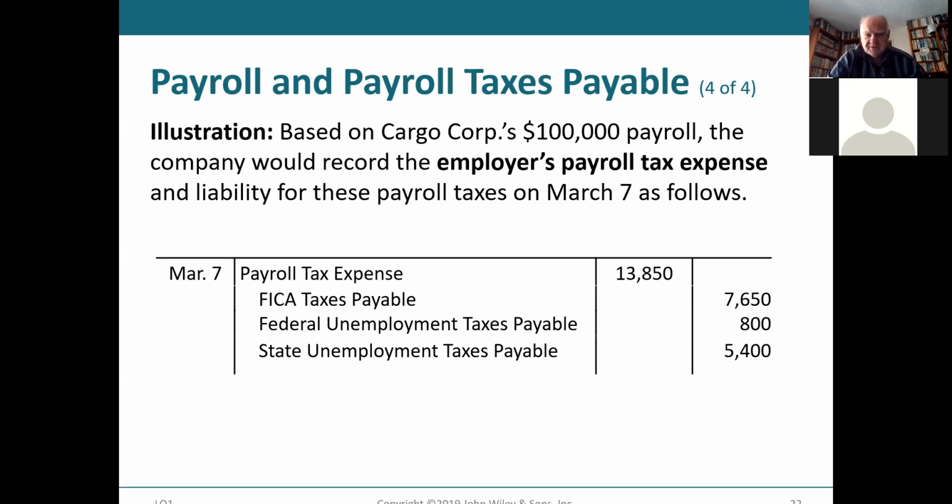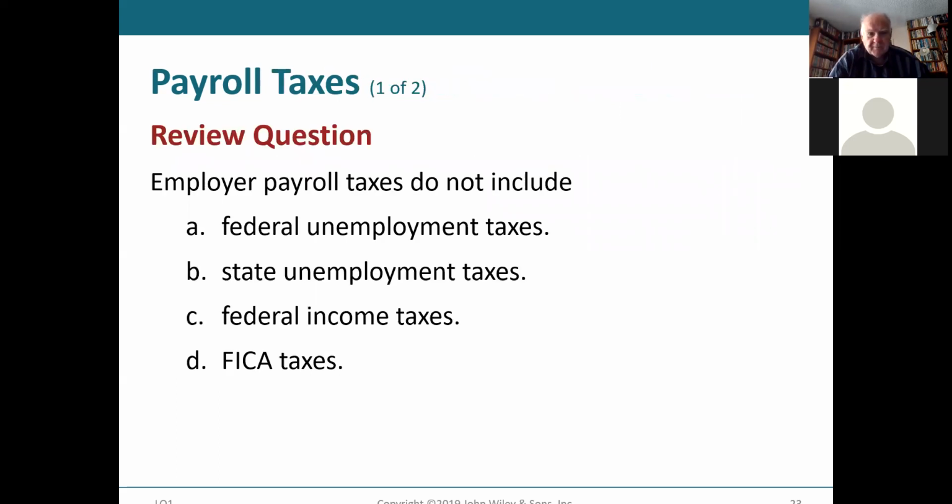And then federal unemployment tax is usually a tiny number, 0.008. And state unemployment taxes can be a much higher number. And the state unemployment tax payable is controllable by the company if they have low turnover of employees. Employer payroll taxes do not include the federal income tax. Federal income tax is paid by the employees only.